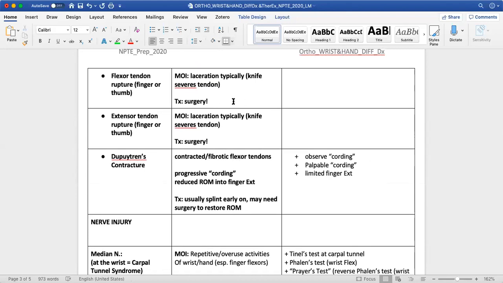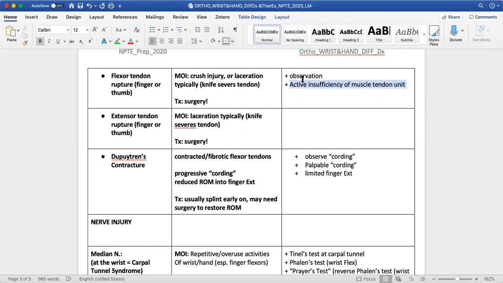Flexor tendon rupture, as we said prior, you're usually going to have a laceration. I'm just going to put in here crush, injury, or laceration. So like a knife severing the tendon is kind of a common mechanism. Observation, also active insufficiency of the muscle tendon unit. So those are pretty obvious, but I'll just throw those in here. So that's kind of what you're expecting.